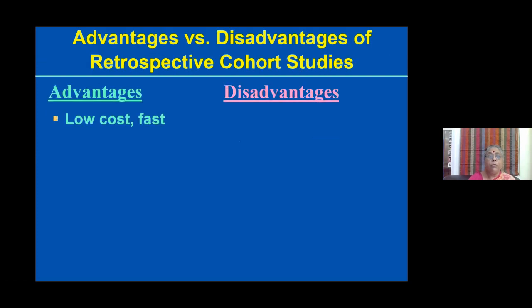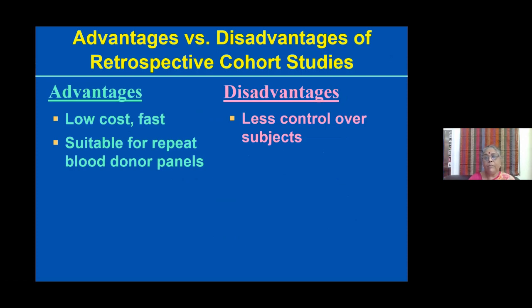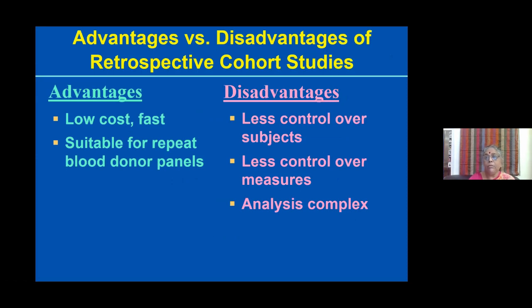So advantages are it is low cost, it can be done very fast, it is suitable for repeat blood donor panels. You have less control over the subjects or the participants, and you have less control over the measures because you have to depend upon what has been recorded earlier. And the analysis is also slightly complex. Now, if you are lucky, you will be able to do a very good retrospective cohort study if you have all the documents with you or all the blood samples preserved in the way you wanted it to be.